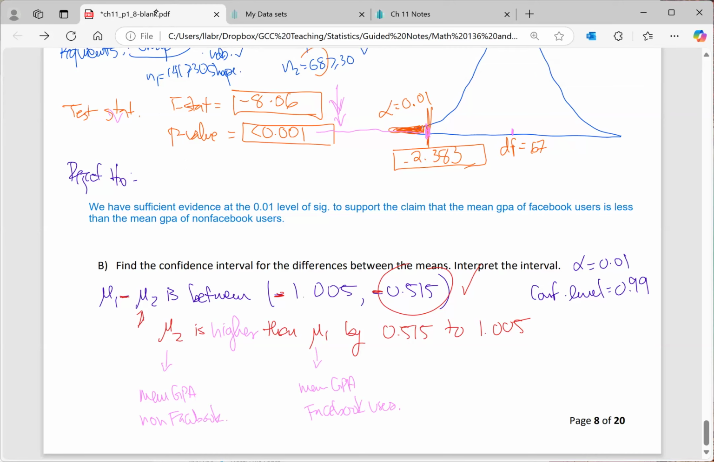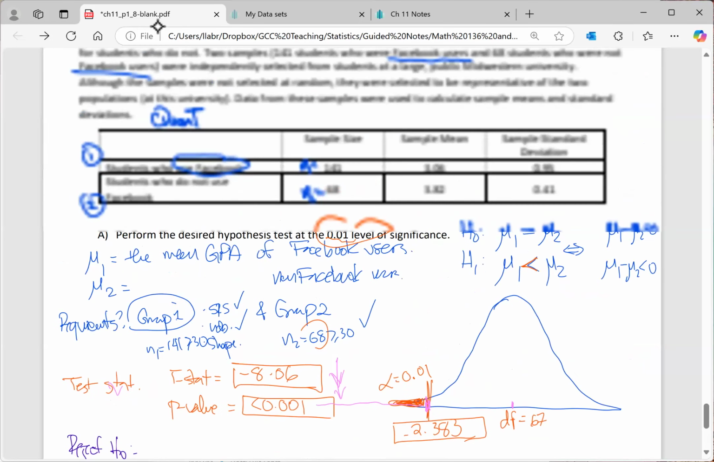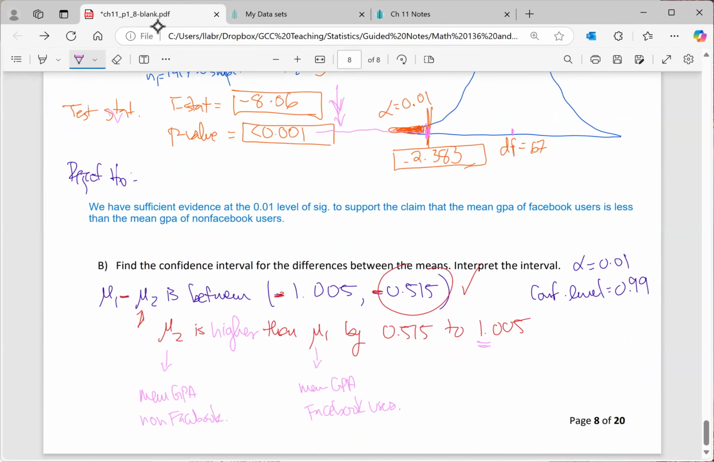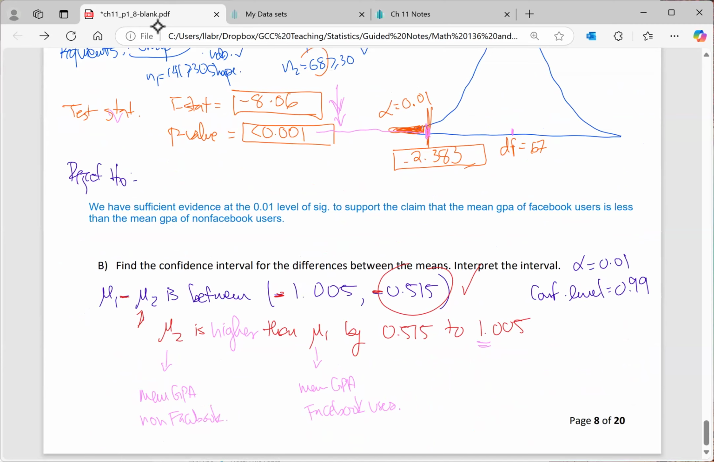So it goes from about half a GPA point to a whopping full GPA point. So that's a humongous difference potentially in the population according to this data. And we kind of see that here. The sample mean for Facebook users was 3.06. Non-users was 3.8. So it's a very significant jump just from the sample. But now we can say with confidence that the true difference is at least 0.5 GPA points to as much as 1 whole GPA point.